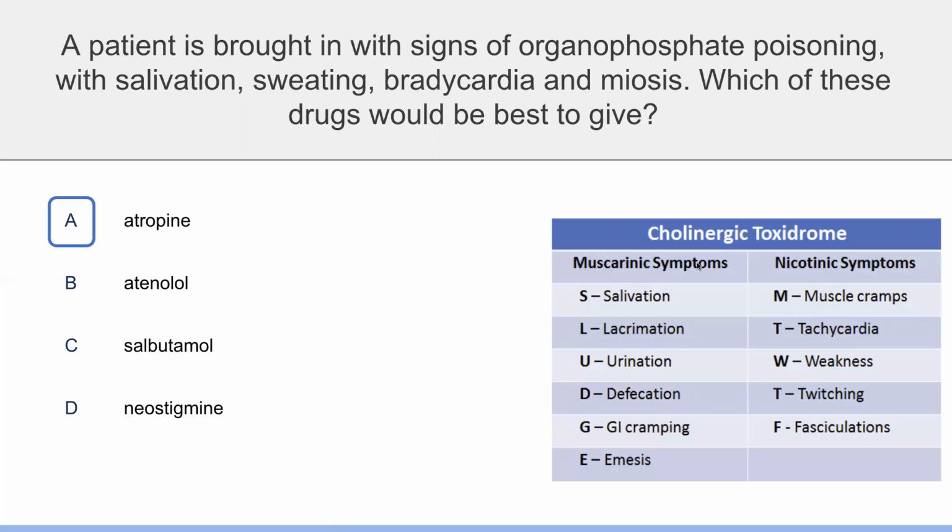Yeah, nice job. So salivation, sweating, bradycardia, meiosis, these are all muscarinic signs, and the mnemonic to remember is SLUDGE, as in the diagram on the right. For me, I just remember that things are coming out of the body like sludge, so saliva, tears, urine, vomit, and so on. And atropine is useful in this case because it's a muscarinic antagonist. This is a kind of a buzzword, but whenever there's organophosphate poisoning, think atropine. The other ones aren't as relevant.